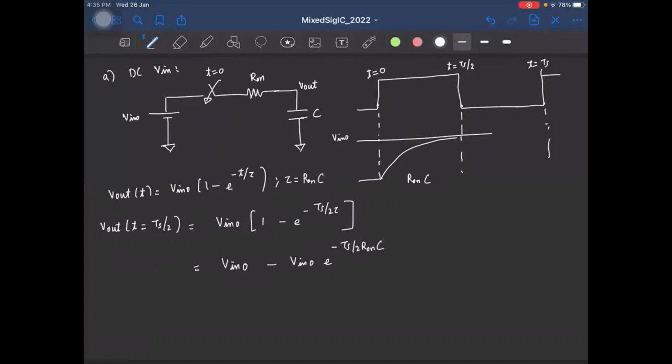So if you want to make sure that this V out sampled at Ts by 2 is exactly equal to V naught, what we have to make sure? We need to make sure that Ts by 2 R on C must be much greater than 1, right? And in practice, if you choose some value for this ratio, I mean, for this fraction to be around 5 to 10, it might be fine. But if it becomes very critical in some applications, you need to increase this ratio even higher. Okay.